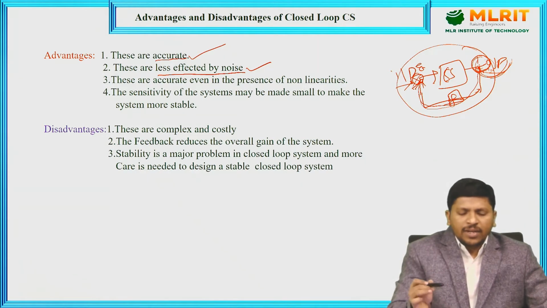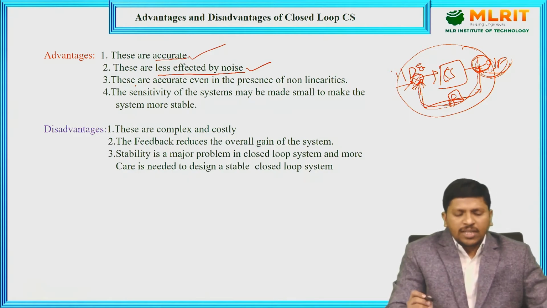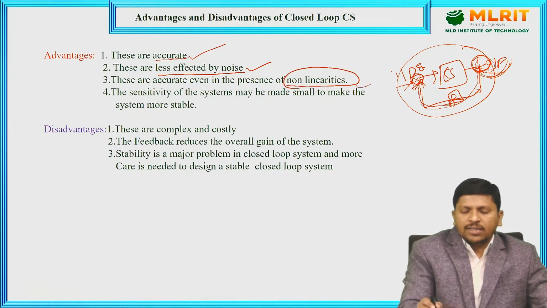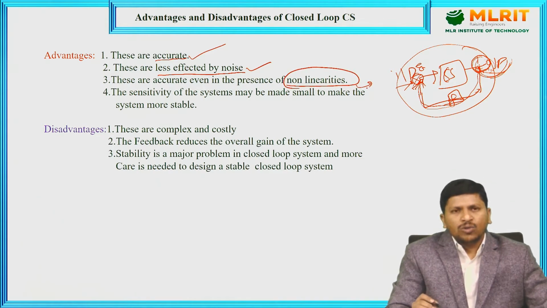Coming to the third one, observe: it is accurate even in non-linear systems. Even in non-linear systems, the closed loop control systems produce accurate output. For linear systems as well as non-linear systems, closed loop control systems produce accurate outputs. So that's why we use closed loop control systems for linear as well as non-linear systems, because they produce accurate outputs. This is an advantage of closed loop control system.